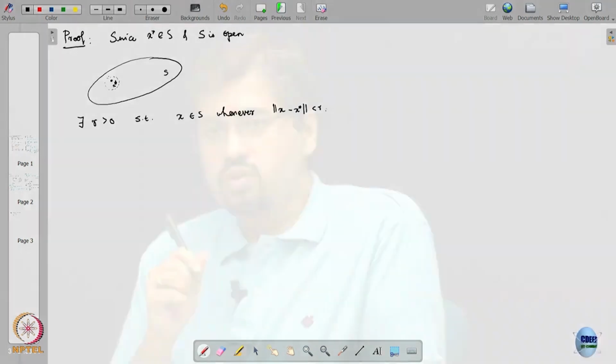Now, what is unique about the ball? There is a ball around the point x star which lies completely in S. So what if there is a ball around? What's so great about the ball? There are many interesting things about the ball, but the thing that is of relevance here is that any ball, of any positive radius, is essentially like all of Rn shrunk down to a smaller radius.